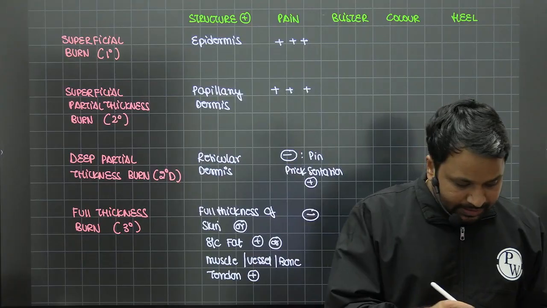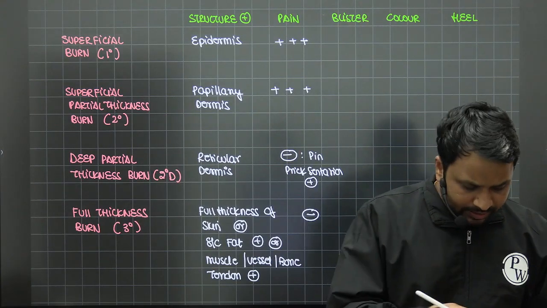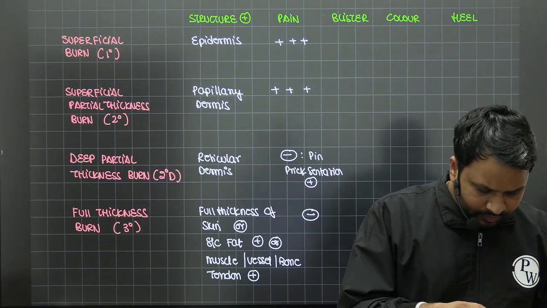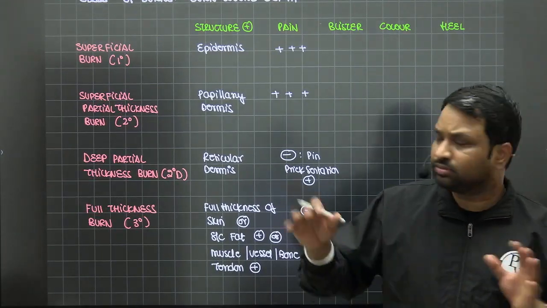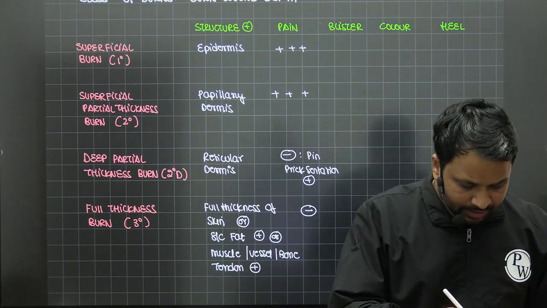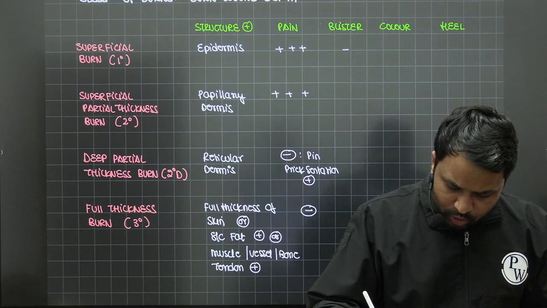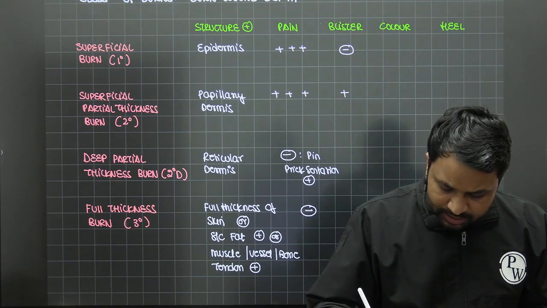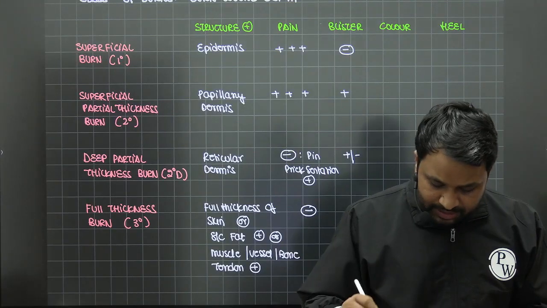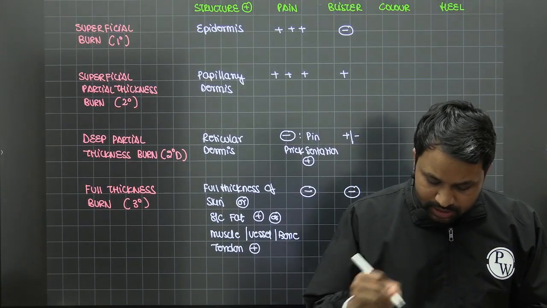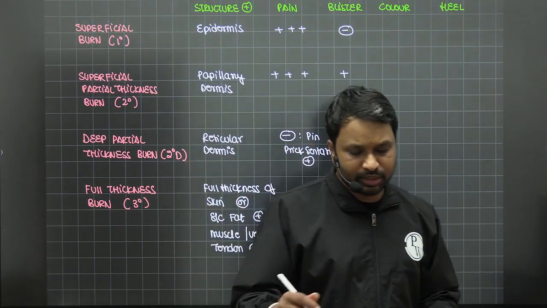Now, blisters are something that you will usually see wherever you have the skin appendages present. So I can say blisters are usually not seen here. Blisters are the characteristic of superficial burns. Blisters may or may not be present in deep. There are no blisters in your full thickness burn, right?